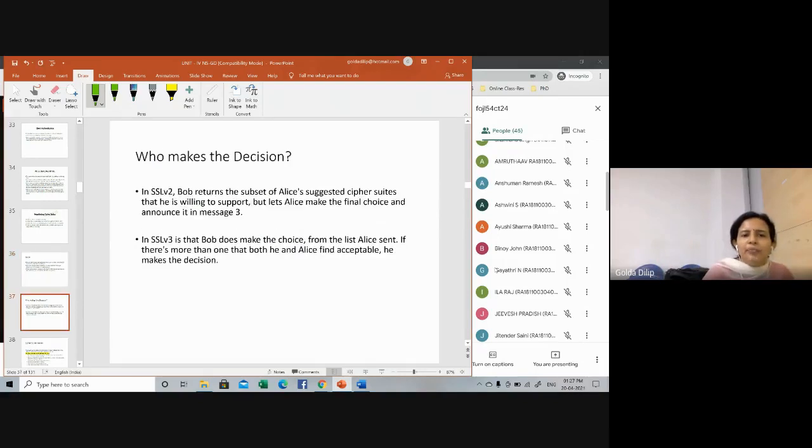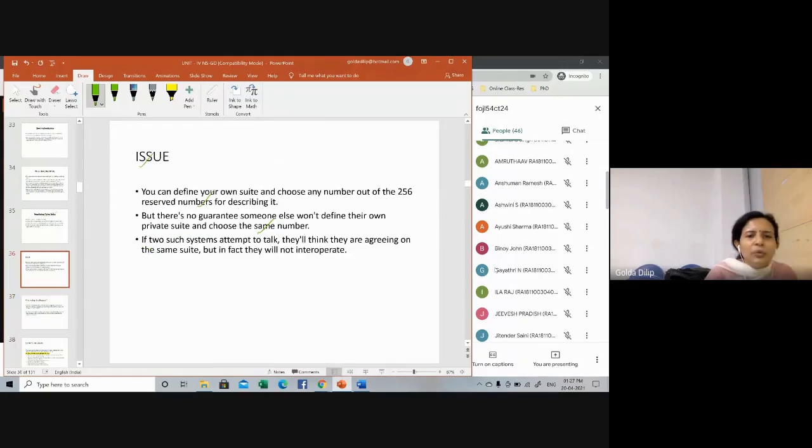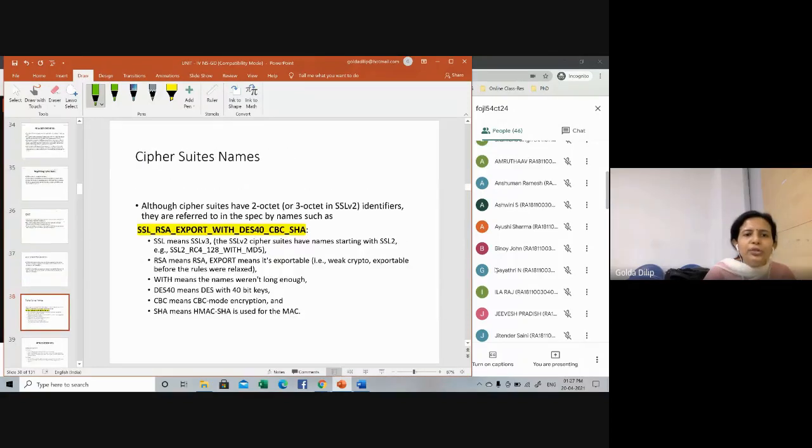Then who makes the decision in the cipher suite? In SSL version 2, Alice, that is the client, makes the decision. In version 3, it is the server which makes the decision and chooses one which is acceptable for both. Then we looked into the cipher suite names, how a name will look like. You can see here how a name will look like.